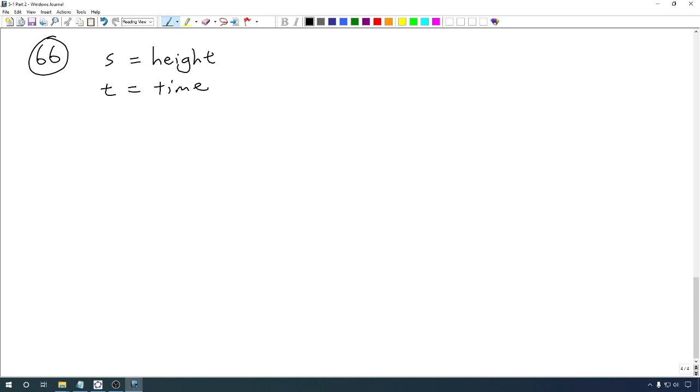Now, in the past, we've actually used a formula for projectile motion, but we didn't really explain how we got it. Here, we're going to explain everything. So let's first draw a picture.